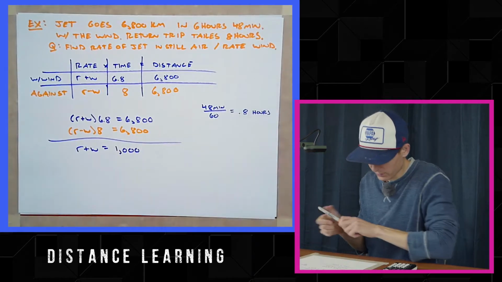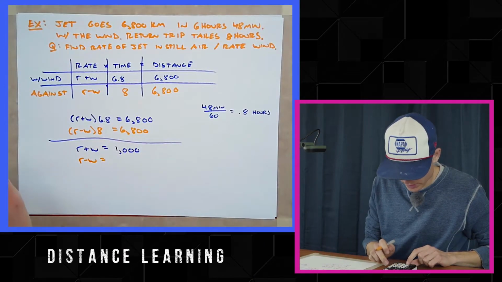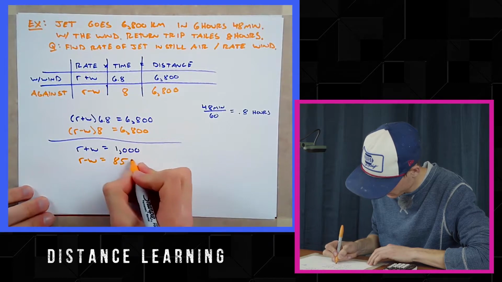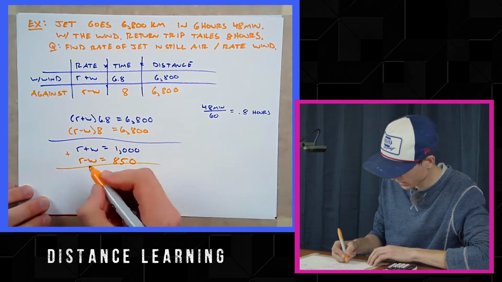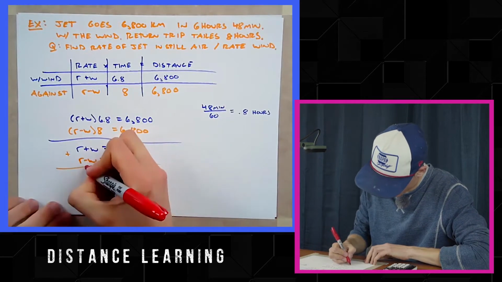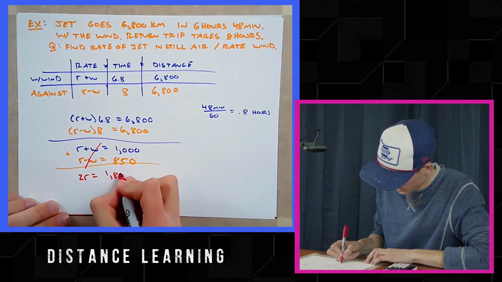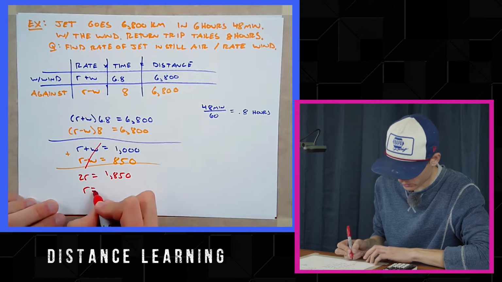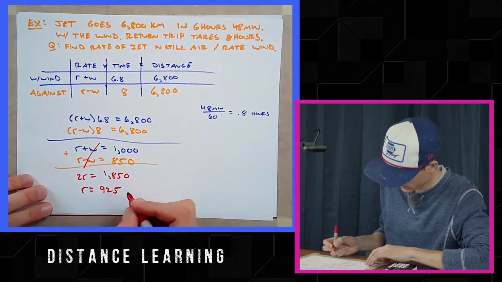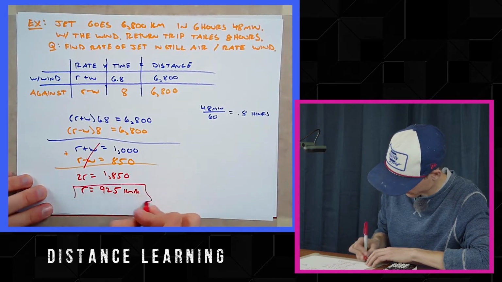And then if I divided this one by 8 instead of distributing, 6,800 divided by 8, I get 850. If you add those together, because I can add them right away to get things to cancel, this is going back a couple sections ago, don't even have to multiply them. I get 2R equals 1,850 divided by 2. You get 925. So the rate of the jet is 925 kilometers per hour.